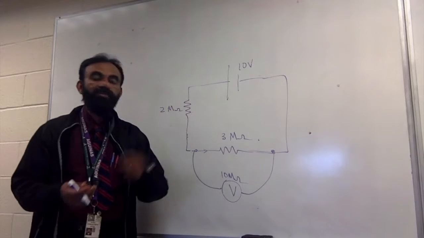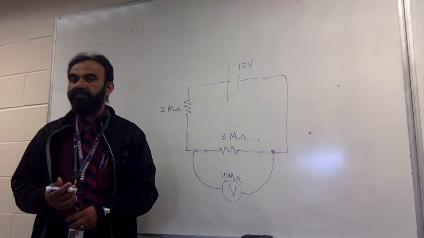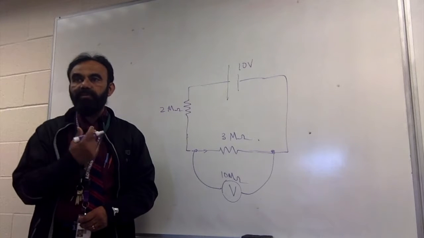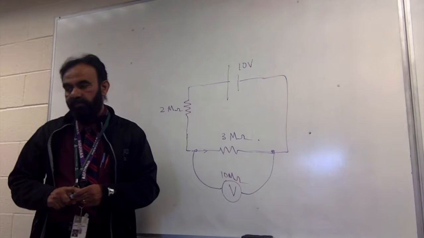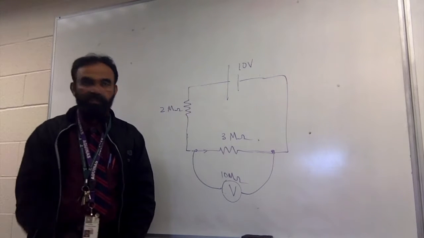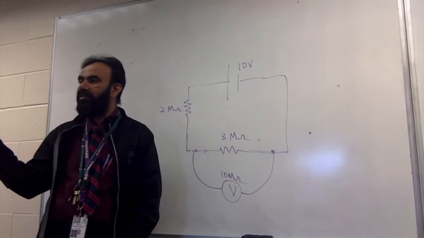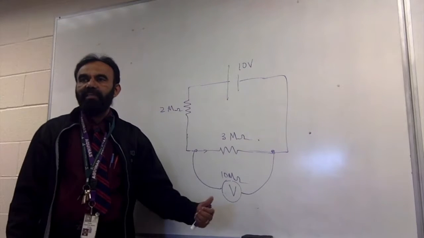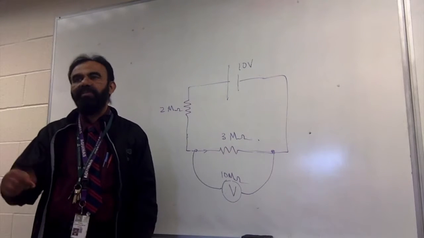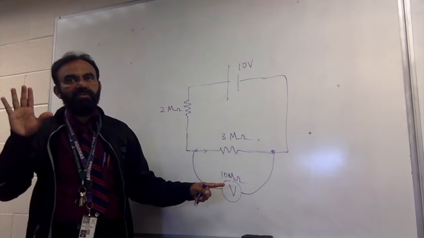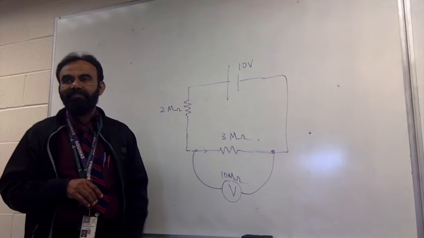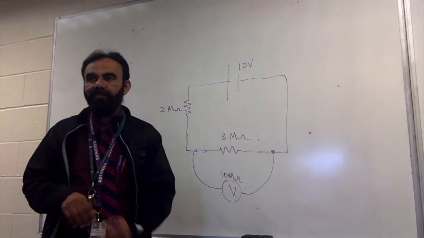Can you tell me what the voltmeter reads now? How do you find out the reading of the voltmeter? If this was a very ideal voltmeter with infinite resistance, then it would have read 6 volts. Now it is not an ideal one. Look at this, 10 mega ohm. Yes, it is a big resistance, but you're comparing with this now. So it is not that big.